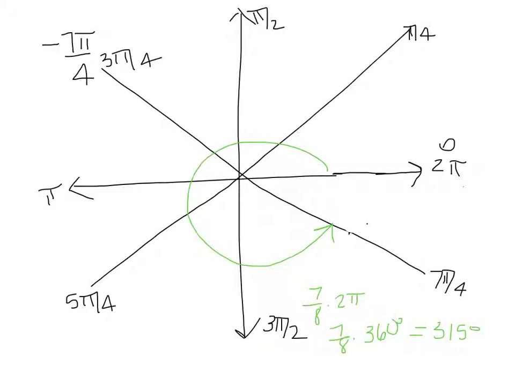So we would start here, but we would count 7/8 all the way here. So now that would be negative 7 pi over 4. 1, 2, 3, 4, 5, 6, 7, 7/8. Okay, so you have to be really careful about the negatives and going in the clockwise position. So that will conclude this lesson.